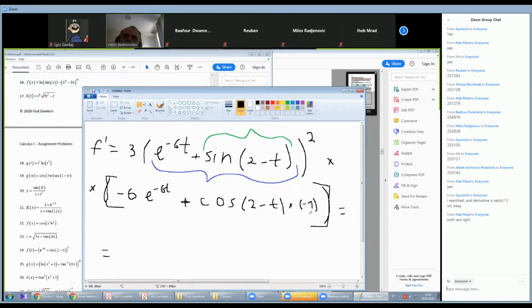But the idea is that in this example we had in fact something like 3 functions. The outermost function was x cubed. Then here we had a sum, and then here we also had sine not of t but of 2 minus t, which is also a function, right?